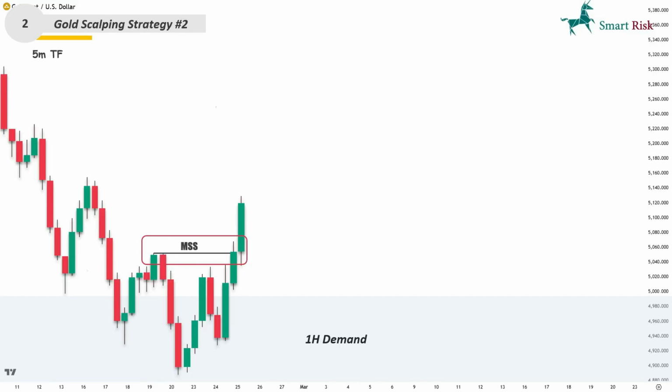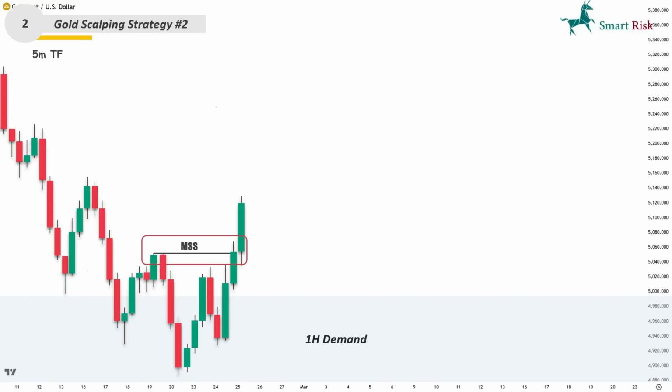A market structure shift indicates that the temporary bearish move is coming to an end and that bullish momentum is likely returning. At this point, price is expected to realign with the higher time frame trend. Once the bullish market structure is confirmed and we expect the price to move higher, the next step is to look for a buying opportunity. At this stage, we need an entry model to form.